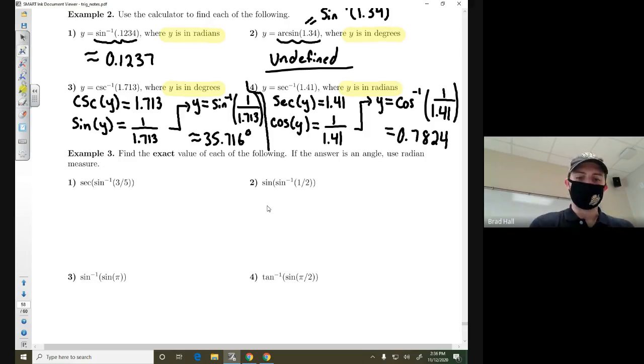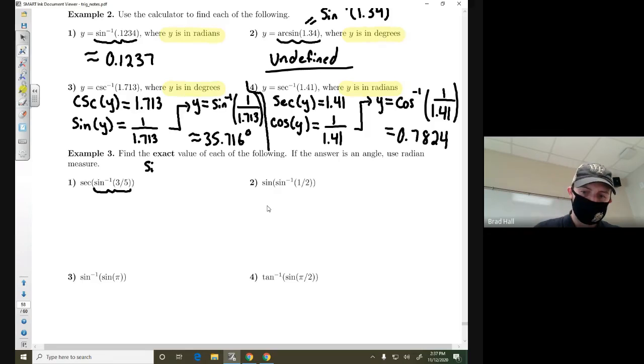Well, since secant is the outer function, that means our final answer is going to be a number, as opposed to if the outer function is an inverse, then our final answer is going to be an angle. So let's see what happens. Normally with composition of functions, you start on the inside and work your way out. So we want to figure out sine inverse of 3 over 5. Let's treat that like it were a problem from the previous page.